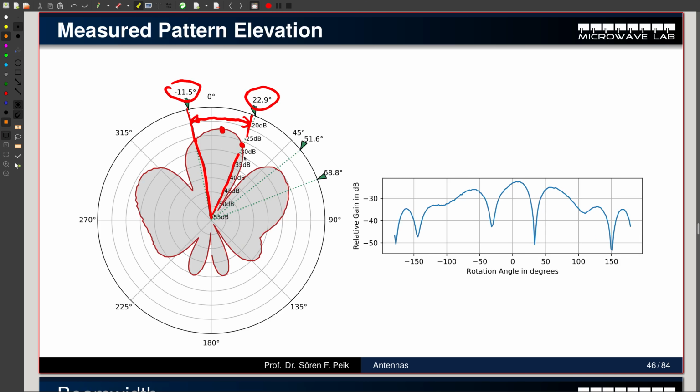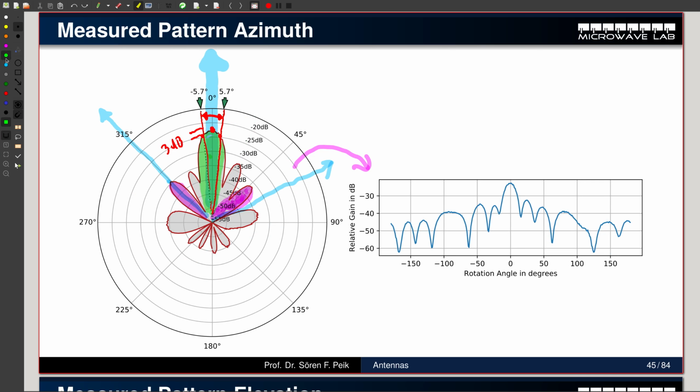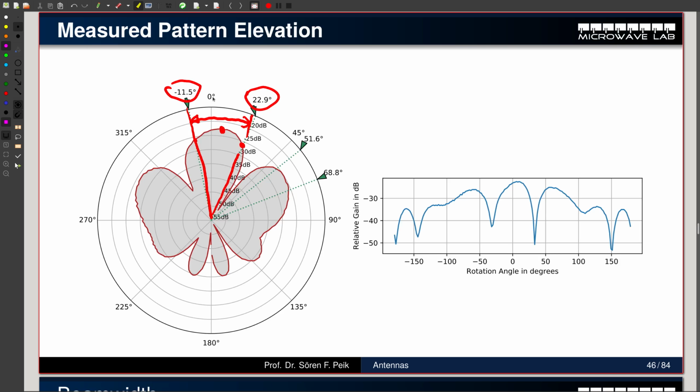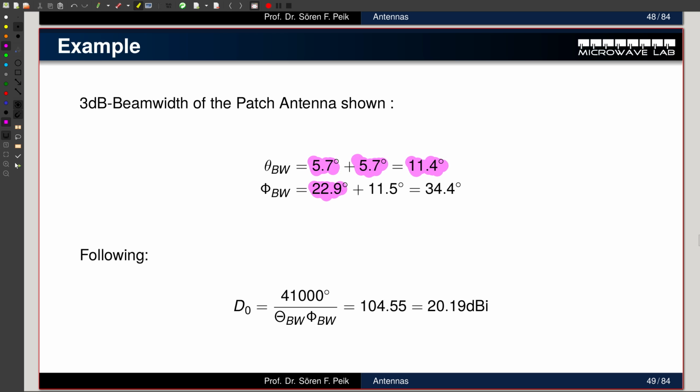Here is the example, let's go back. Minus 5.7 degrees to 5.7 degrees is my theta beam width, so the beam width is 11.4 degrees in azimuth direction. In the other direction, it's minus 11.5 to plus 22.9, so my beam width is 34.4 degrees in elevation direction. Plugging these values into my formula down here, I get 104.55. Converting this to dBi, I get a 20 dBi antenna gain.